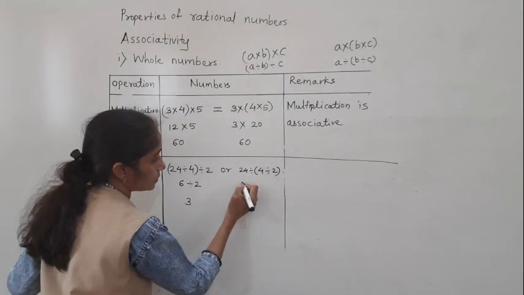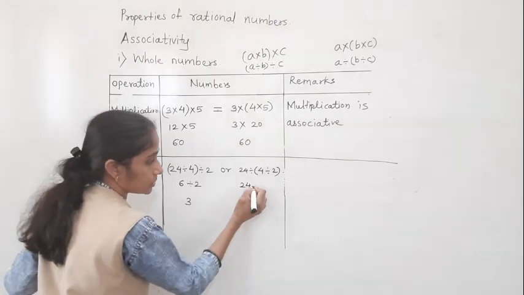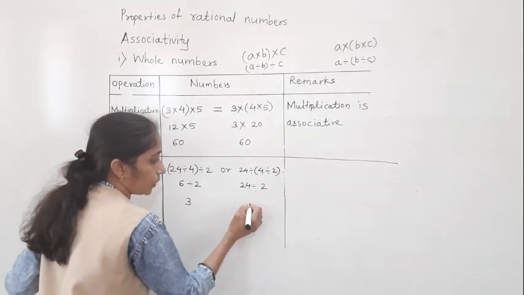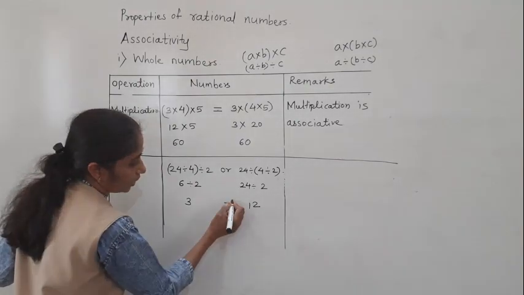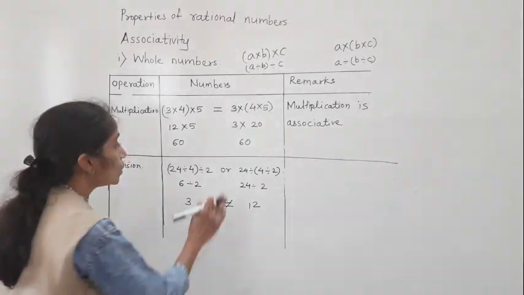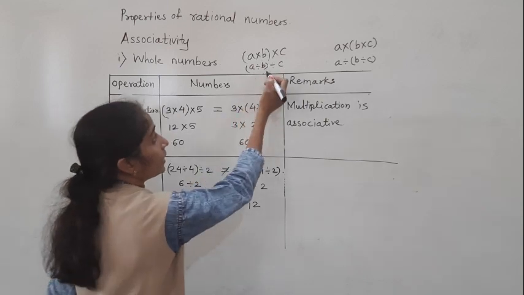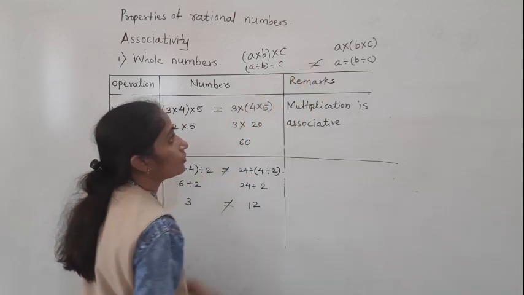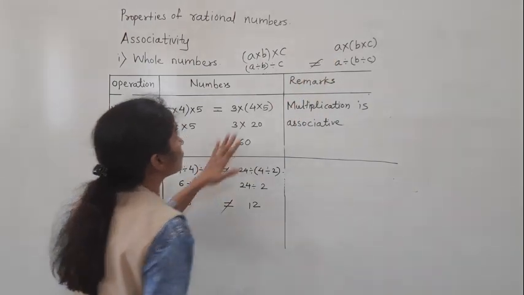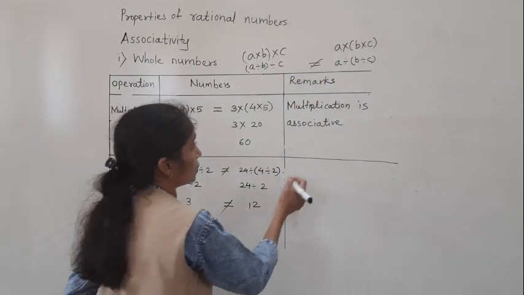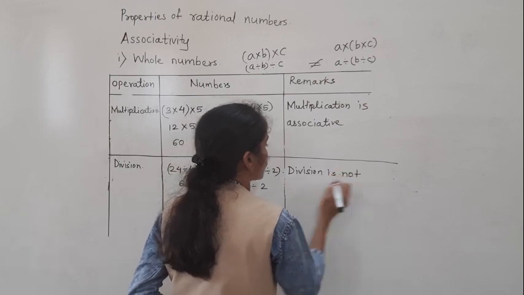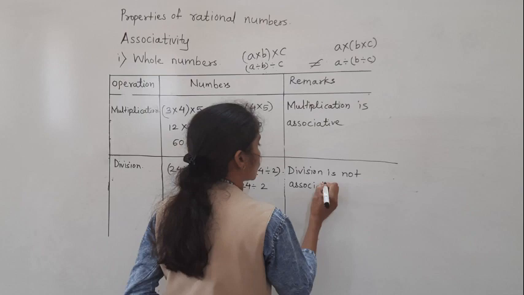Now we'll solve this. First solve the bracket. So 24 as it is, divided sign as it is, 2 twos are 4. 24 divided by 2, 2 twelves are 24. So what we got here? 12. So both of them are not equal. See, here we got 3 and here we got 12. So both of them are not equal. So what will we say? A divided by B divided by C is not equal to A divided by the bracket B divided by C. So what can we write here? Division is not associative.